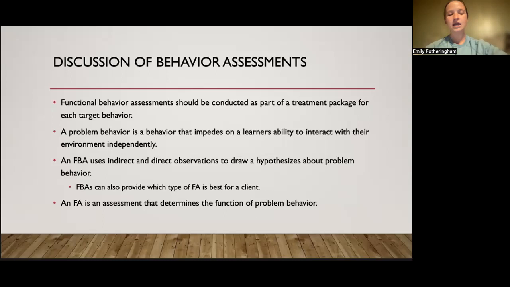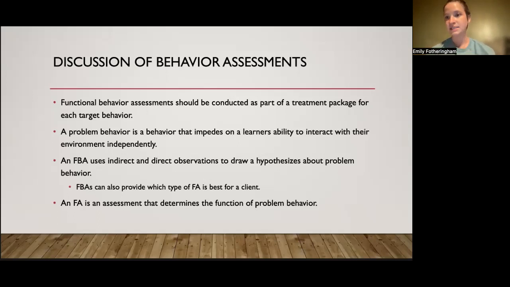An FBA uses indirect and direct observations to draw hypotheses about problem behaviors. An FBA can also provide which type of FA is best for a client. So by using your indirect measures, which could be parent interviews, teacher interviews, and other indirect assessments, and observing those with your direct assessments, your ABC data, your narrative recordings, you can determine which FA to use.